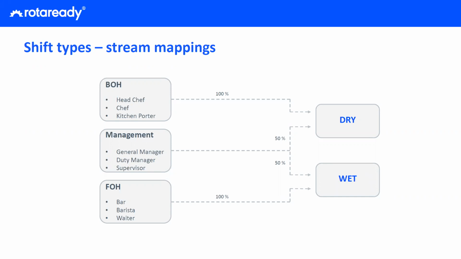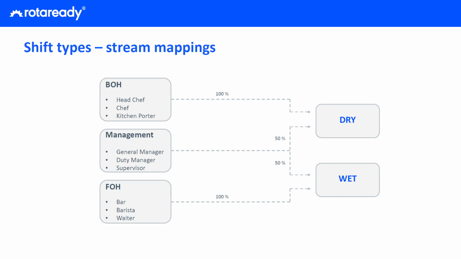If we look at the example here, which we're once again basing off a restaurant, you can see on the right-hand side a couple very common streams called dry and wet. For clarification, these could also be called something like food and beverage, or as mentioned before, they can be named whatever you like. On the left-hand side, you can see a list of shift types and how they are mapped to these streams.